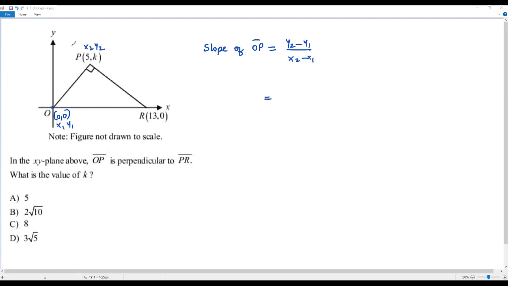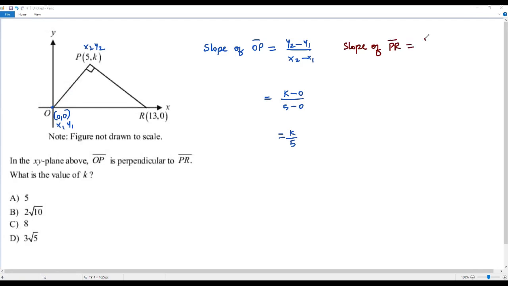Now we can plug in the values for y2, y1, x2, x1. The value of y2 is k and y1 is 0, and the value of x2 is 5 and the value of x1 is 0. I am getting k over 5 as the slope for this line segment OP. Now we can get the slope of this line segment PR. Let me write it over here. That is the slope of line segment PR.